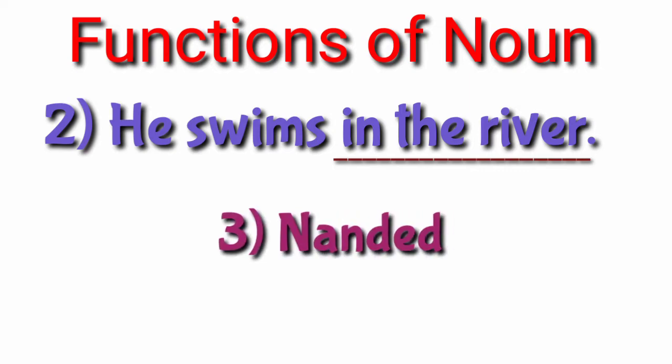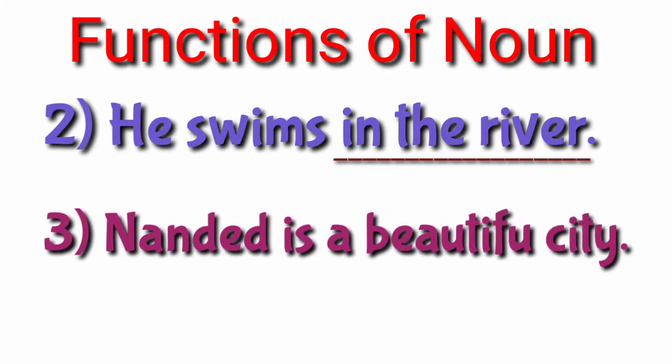Nanded is a beautiful city. After "is" we can get only a complement, not the object. In "Nanded is a beautiful city", the remaining part after "is" is the complement. City is a noun, and it is used as a complement.